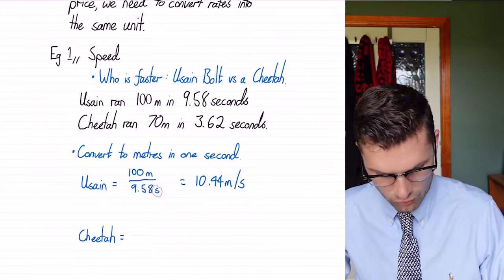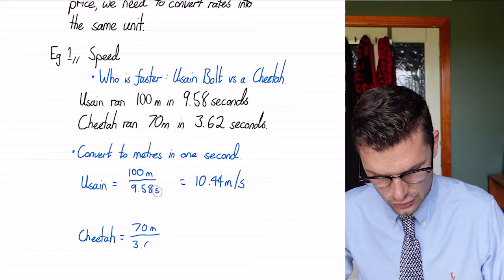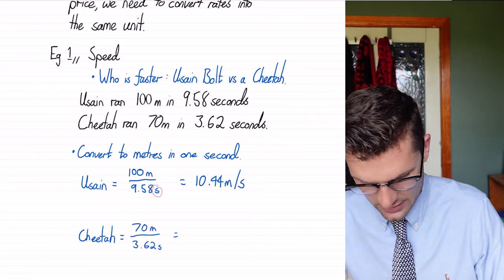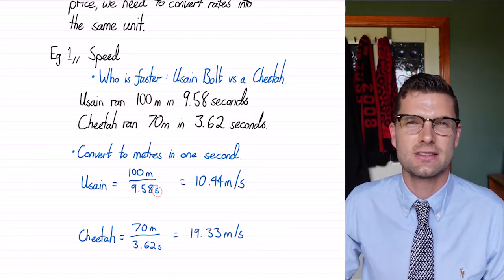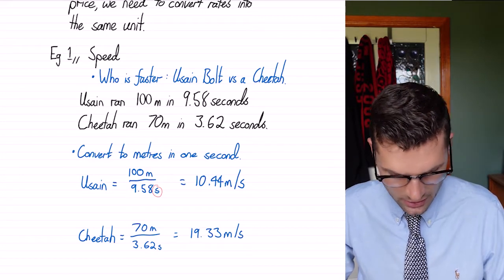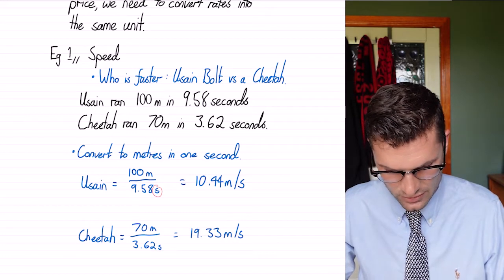So cheetah runs 70 meters in 3.62 seconds, and if we divide those two, we get 19.33 meters per second. So it's pretty obvious to see that a cheetah is faster in this situation than Usain Bolt. Okay, I would highly recommend writing in your units every time. I'm just going to write that.